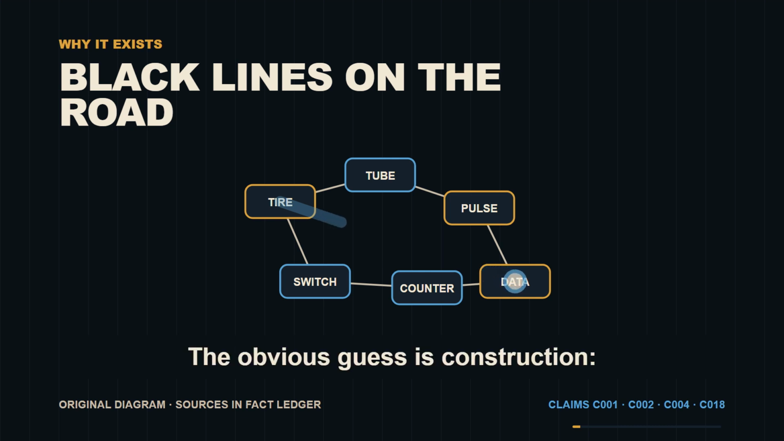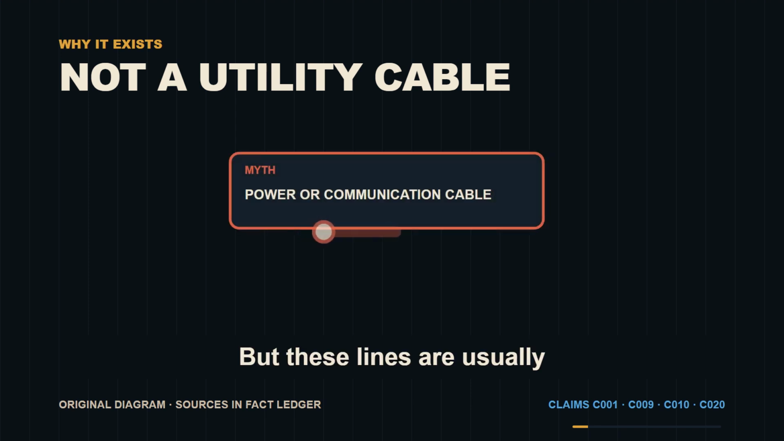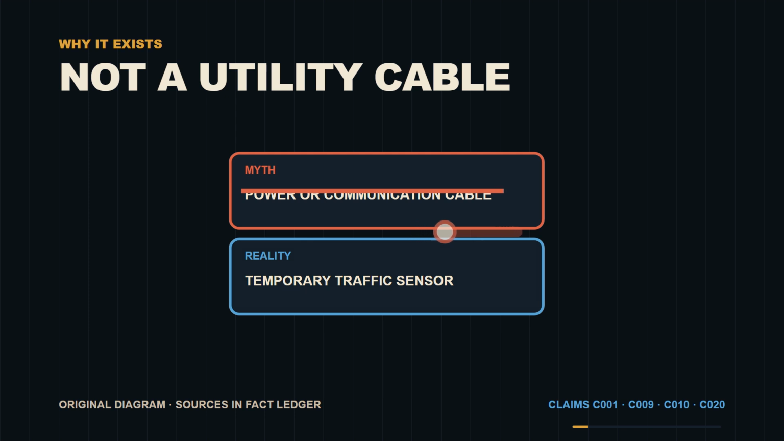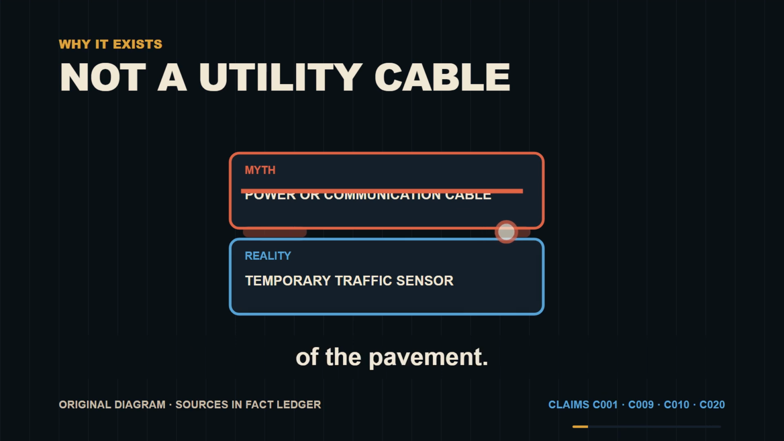The obvious guess is construction. Perhaps power, communications, or a repair crew forgot something. But these lines are usually sensors, not utility cables, and they are meant to be driven over. Their job is temporary observation. Count movement now, then disappear before becoming part of the pavement.